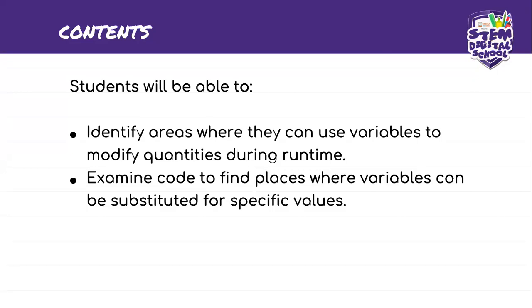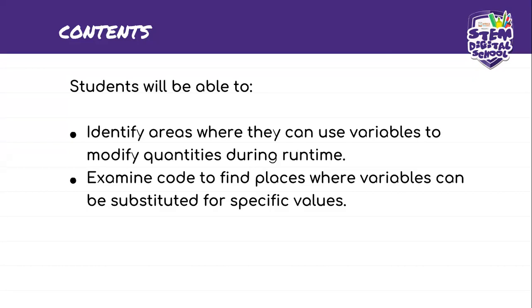It is to identify areas where they can use variables to modify quantities during runtime. So here we are going to be changing values while we run our code. So it is going to get a bit tricky, but we'll go through that step by step.